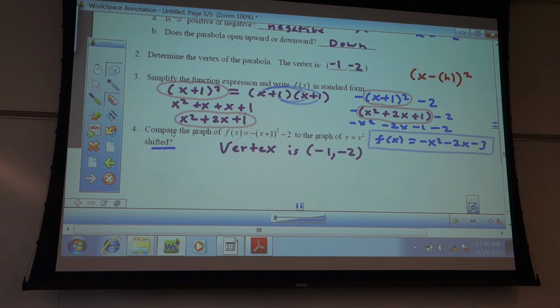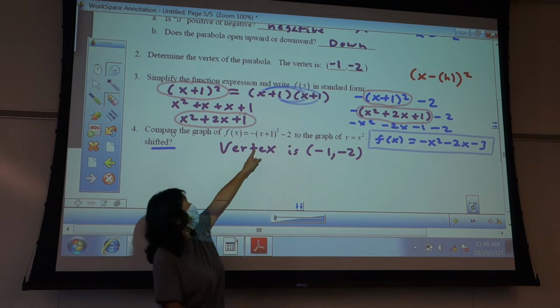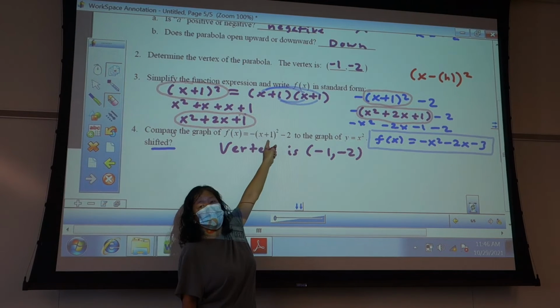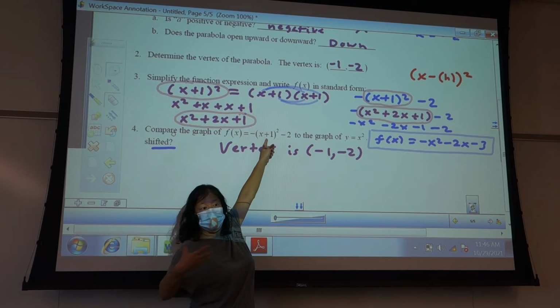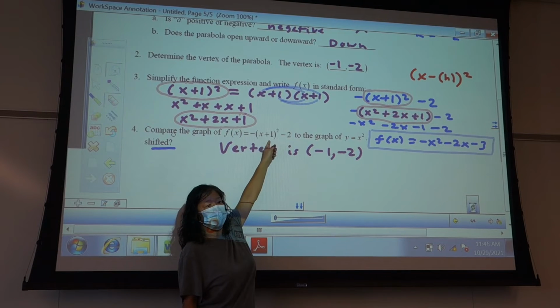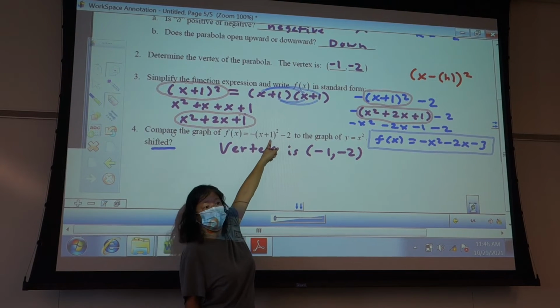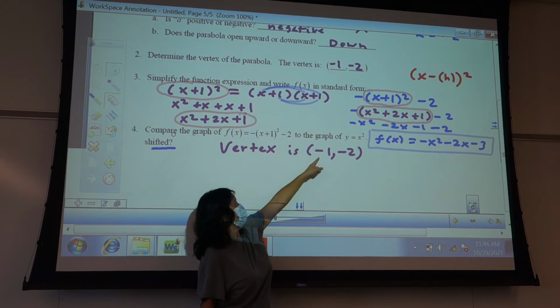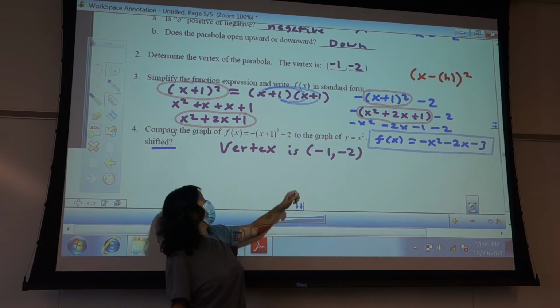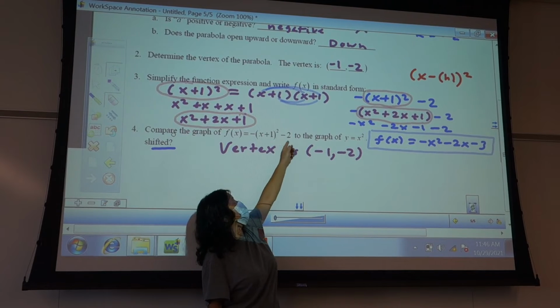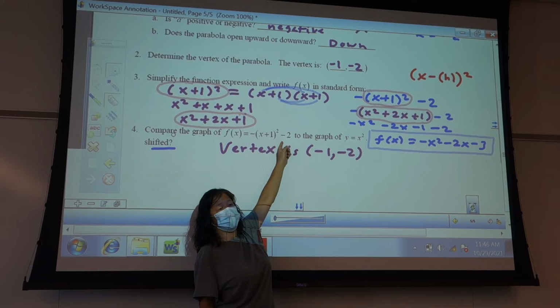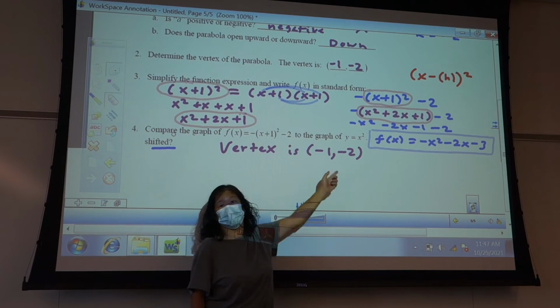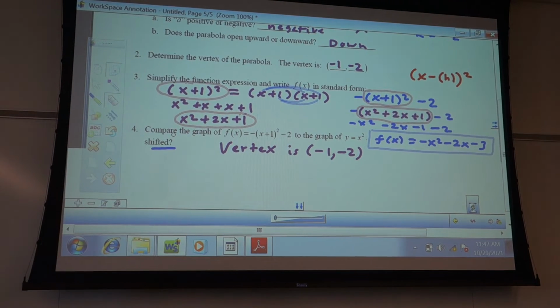Actually, you look at it here too if you want. On the inside, is the inside my left, right, or my up, down? Left, right. So remember, the inside is always the opposite. So is this left one or right one? Everybody, left one or right one? Left one. Everybody on board? Left one. And then on the outside, is this my left, right, or my up, down? Up, down. So how's it been shifted? Up or down? Down. Down 2. Everybody all right with that part?